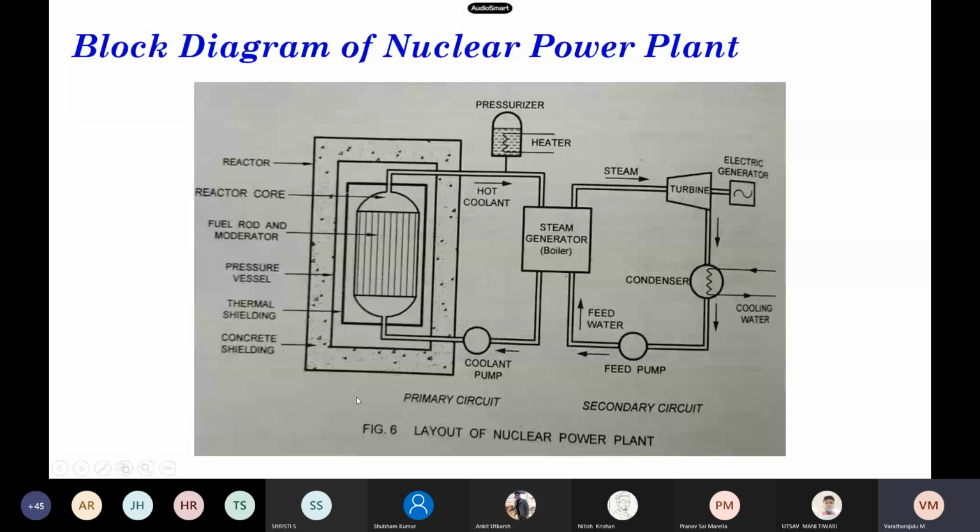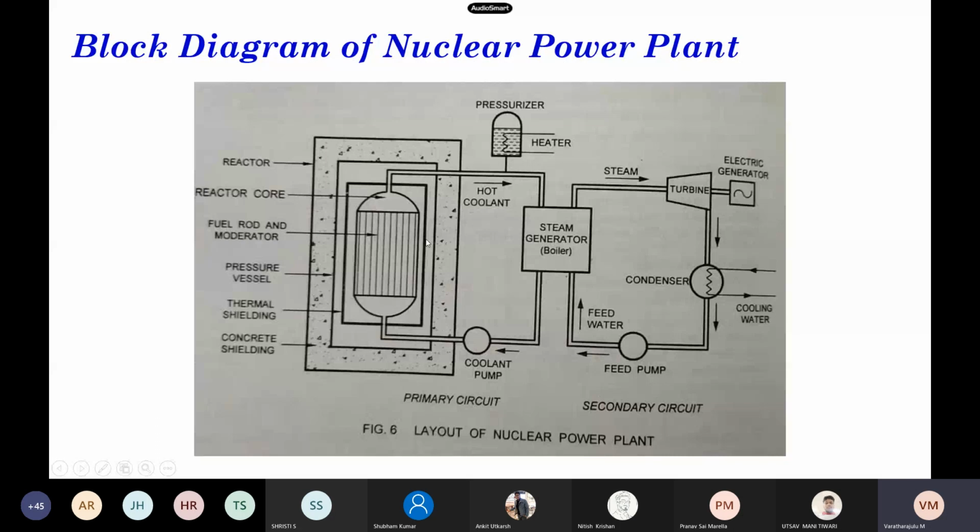We'll discuss a little more about it. The heat is liberated in the reactor due to nuclear fission, as I detailed. The heat energy is absorbed by the coolant circulating through the reactor core. Here the coolant pump is provided to maintain the flow of the coolant, and the hot coolant leaves the reactor at the top and then flows to the steam generator. The steam produced is passed to the turbine, and the turbine drives a generator, thereby generating electricity.